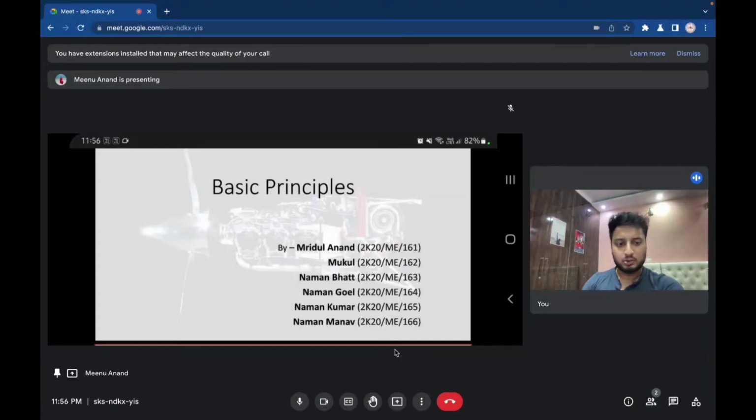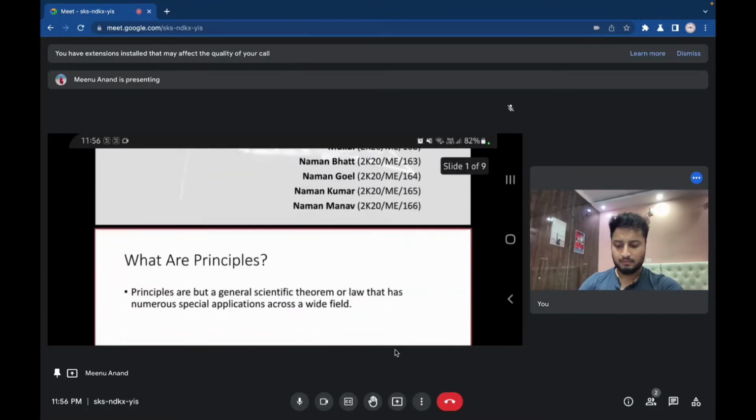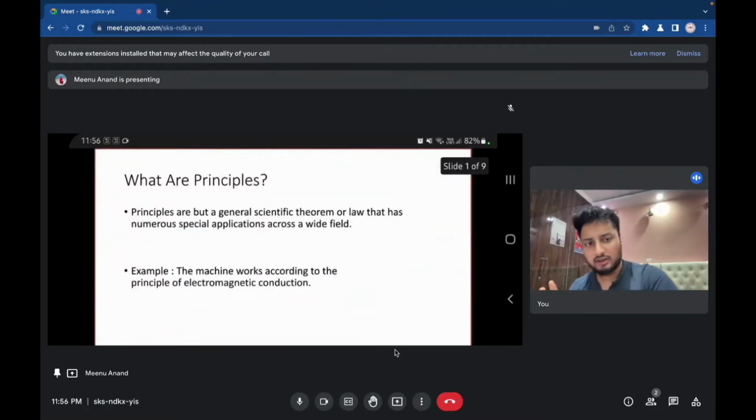Today, me and my batchmates Mukul, Naman Bhatt, Naman Koel, Naman Kumar, Naman Manav are going to explain the first chapter of the Case Overview book, which is titled Basic Principles. Before diving into that, I would like to give you a short info about principles. Principles are nothing but a general scientific theorem or law that has numerous special applications across a wide field.